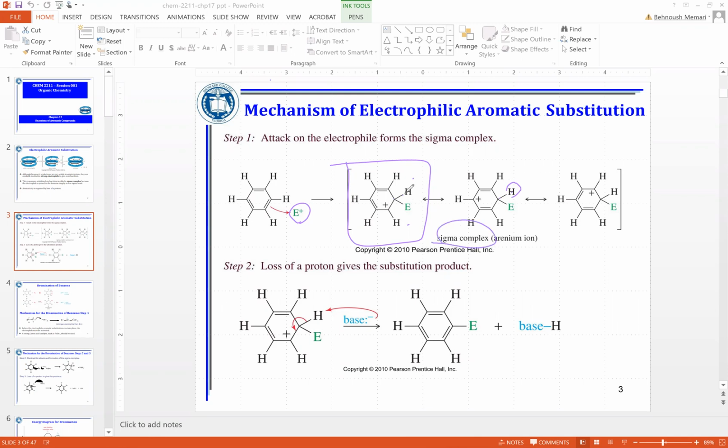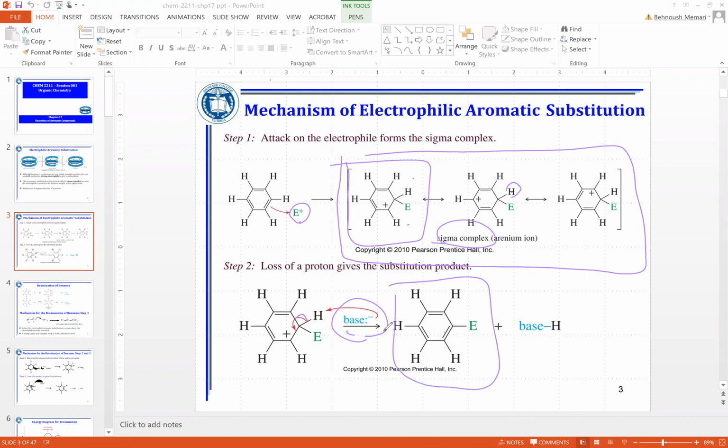The sigma complex goes through multiple resonances, and that makes the intermediate, which is the sigma complex, more stable. A base, that could be the solvent, or the base or the catalyst that you actually used, comes back and removes the hydrogen. That is the second step. When it removes the hydrogen, the pair of electrons drops into the ring and the pi bond regenerates, and we have the aromatic ring. So aromaticity is back now.